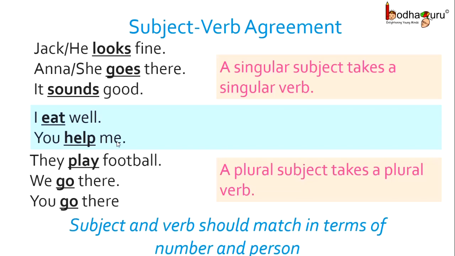So in general we can say the subject and verb should match in terms of both number and person, and this is what we mean by subject-verb agreement.